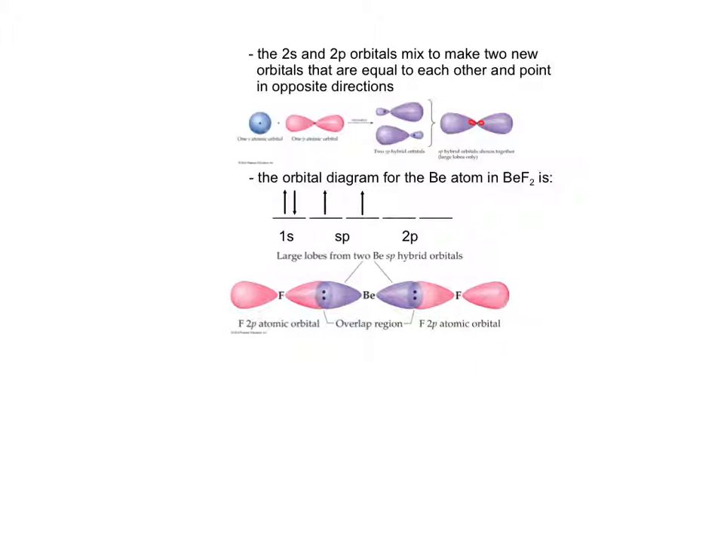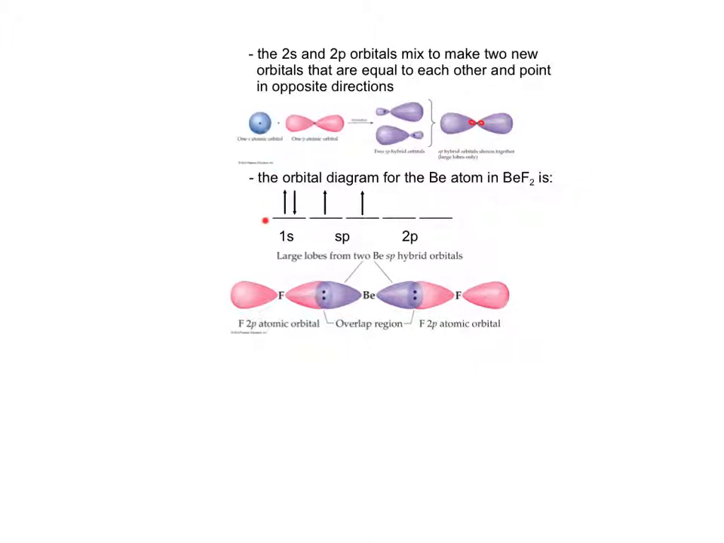So what happens is the 2s and the 2p orbitals mix to create 2 new orbitals that are equal to each other and point in opposite directions. So you've got your s orbital and you've got your p orbital, if you remember those shapes. Those guys mix together and basically look like this. Okay, and now we have a new orbital diagram for the beryllium.